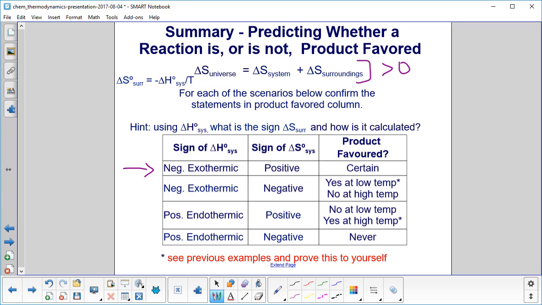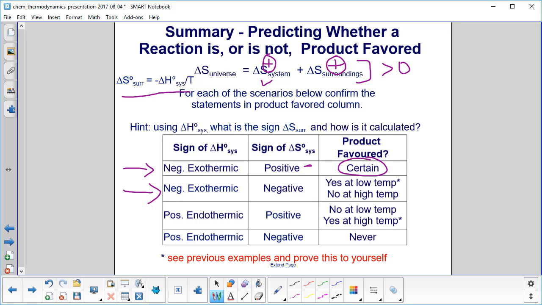Is it product favored? Well, let's go up here. Delta S naught is positive. Delta S surroundings is the negative of delta H system, so this will be a positive number. The surroundings will be positive. So when you add positive surroundings to the positive system, you add a positive number to that, it's got to be positive, right? Certainly product favored.